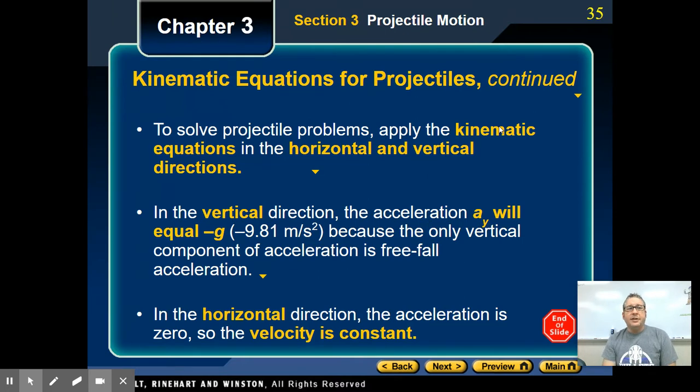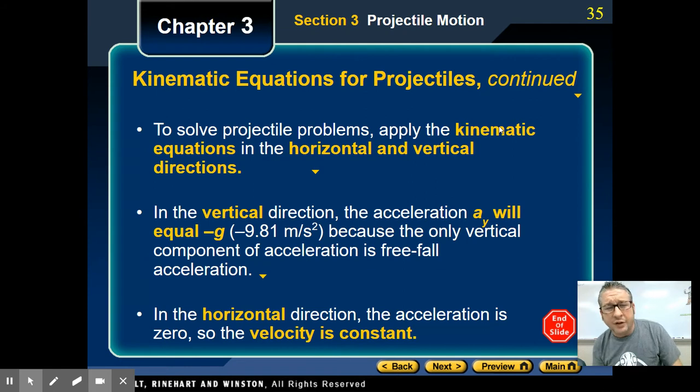So to solve projectile problems, we have to apply the kinematic equations in the horizontal and vertical directions. And don't forget, in the vertical direction, the acceleration, or a_y, will equal negative g, so negative 9.81 meters per second squared, because the only vertical component of acceleration is free fall acceleration. In the horizontal direction, the acceleration is 0, so the velocity is constant. That may not mean anything to you just by reading it, but those statements give us a hand in determining what formulas are going to be used.